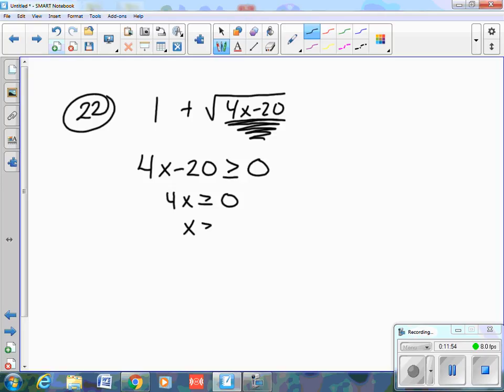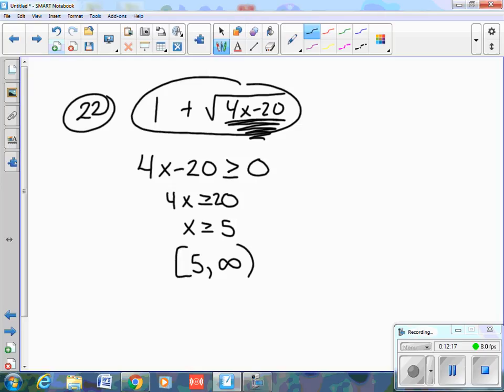So 4x minus 20 needs to be greater than or equal to 0, so x needs to be greater than or equal to 5. You're supposed to write this in interval notation. Put a bracket because you can include 5, to infinity. So let's see if it works. Any number between 5 and infinity should work in here.